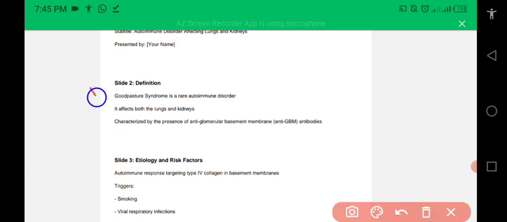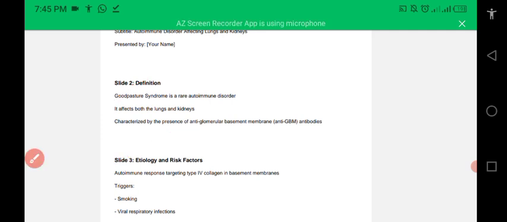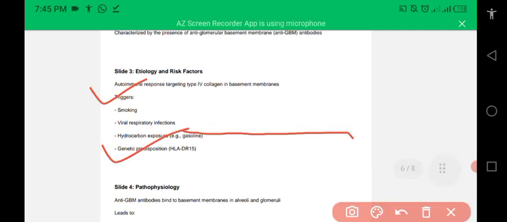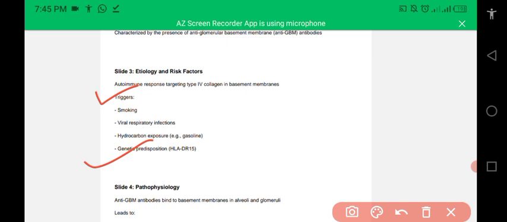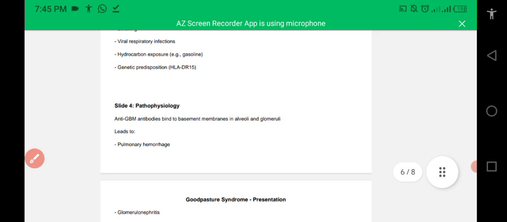Uremia is also present. In Goodpasture syndrome, anti-glomerular basement membrane antibodies are found, which result in hematuria and proteinuria. And then what happens? The triggers are smoking, viral respiratory infection, and hydrocarbon gasoline exposure, and HLA-DR15 is also a contributing factor in Goodpasture syndrome.